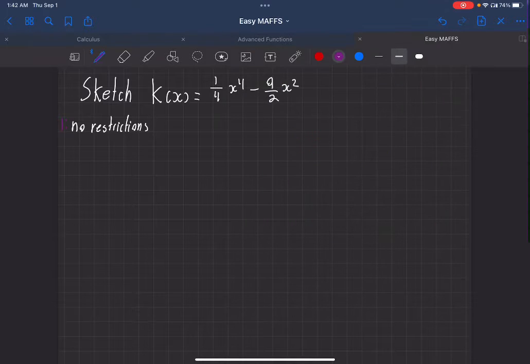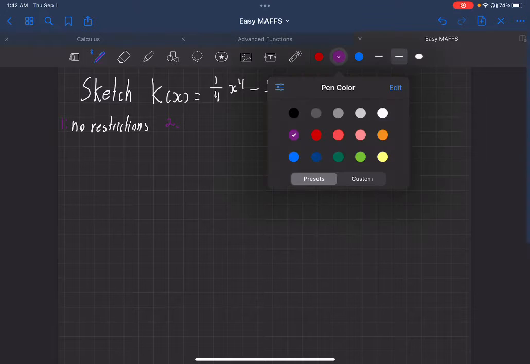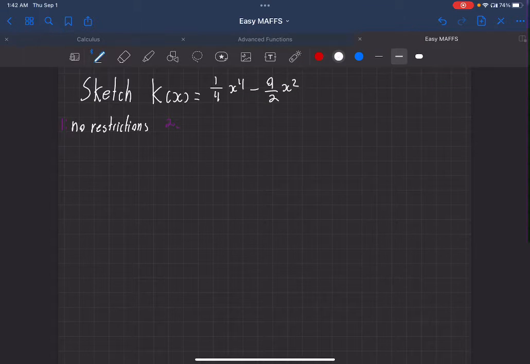Our second step would be to find the x-intercepts. So how are we going to do that? Well, we set the function equal to 0. 0 is equal to 1 over 4 times x to the fourth minus 9 over 2 times x squared. We could use long division or synthetic division, but I don't see any need for that, given that we know that there's a common factor in this equation.